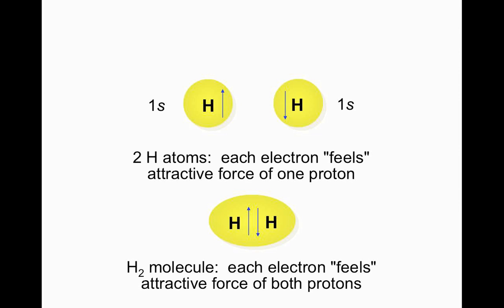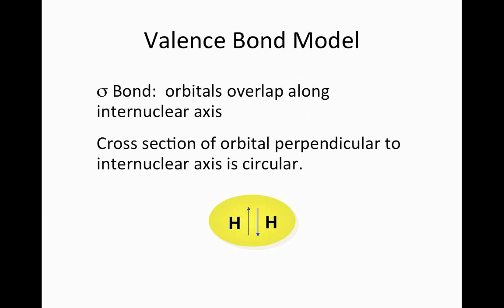We can visualize this on the next slide by merging the two atomic orbitals into a shared molecular orbital with the electron pair located between the two nuclei. Again, the nuclei are drawn together because of the attractive force between the protons in each nucleus and the electrons in each atom. We call any molecular orbitals that result from the combination of two s orbitals sigma bonds. These bonds include orbitals that overlap along the internuclear axis.